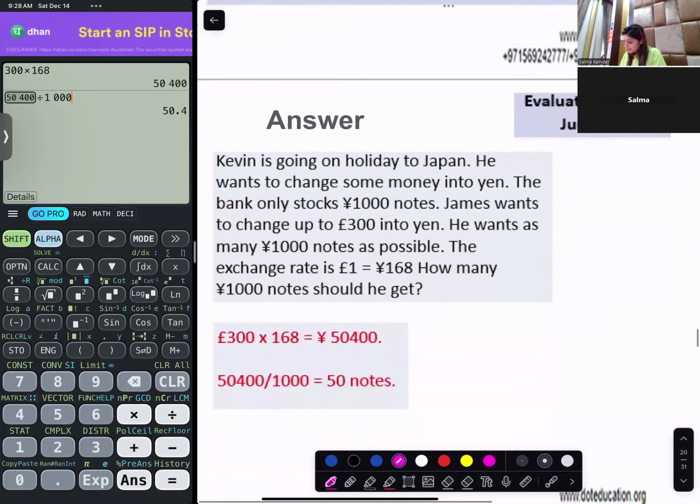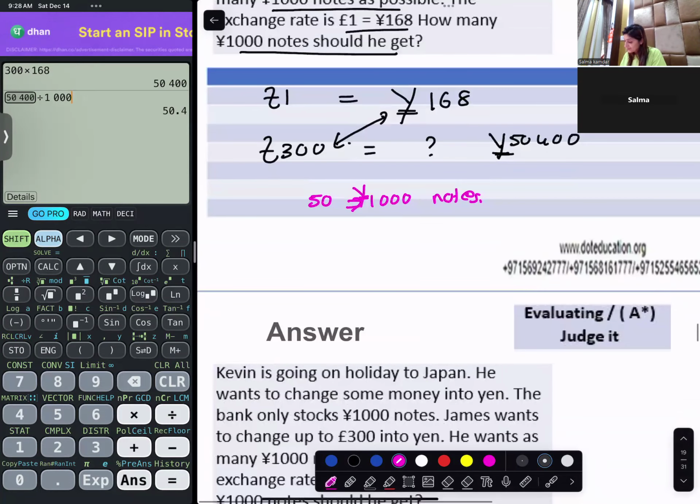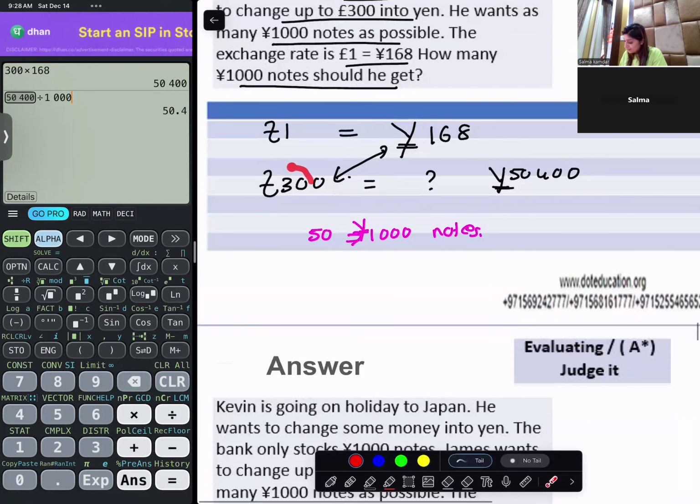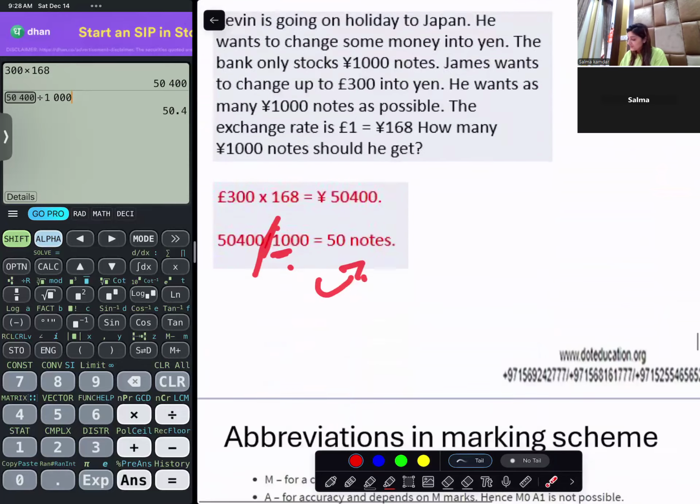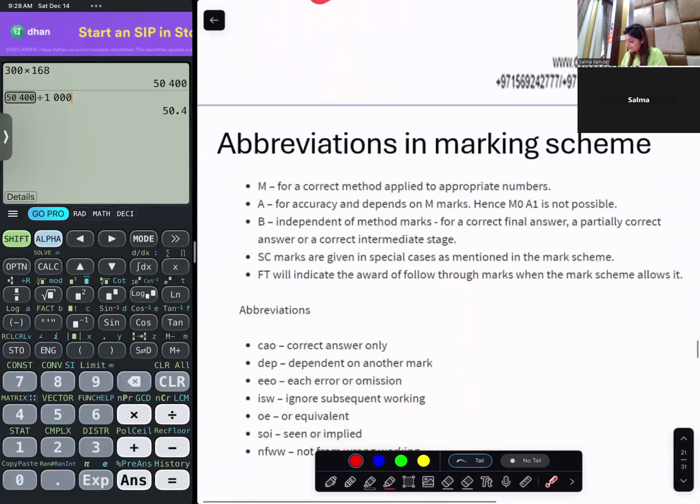I'm just asked to calculate how many 1,000 notes I will get. When I am converting 300 pounds into yen, I should get 50,400 yen. Okay. But I want to know how many 1,000 notes I will get. So you divide it by 1,000 and you know how many notes you will get.